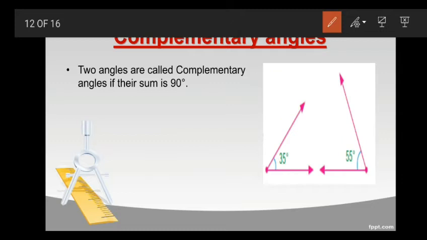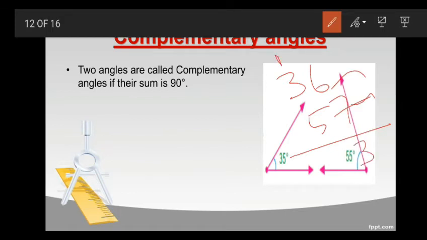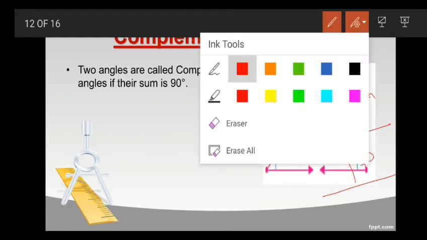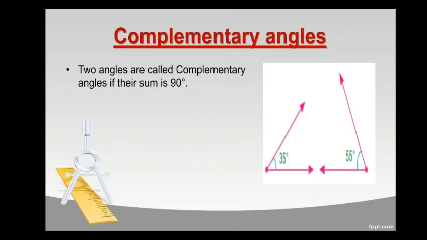Suppose you have 36 and 57. Adding these two, what will you get? 6 plus 7, 13, carry 1, you will get 93. The sum of these two angles is not 90. So these are not complementary angles. So when you add two angles, if you get 90 degrees, then those two angles are complementary. Otherwise, they are not complementary. If you are not getting 90 while adding two angles, they are not complementary angles.